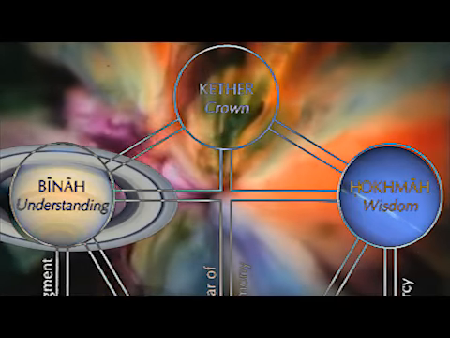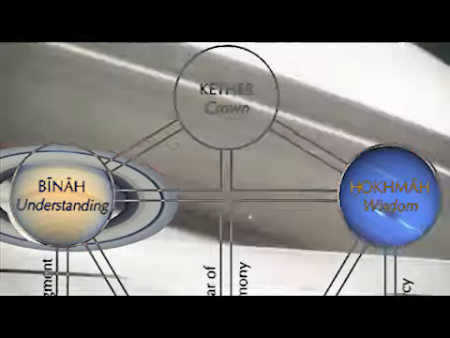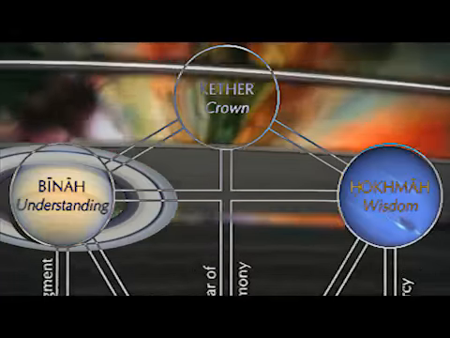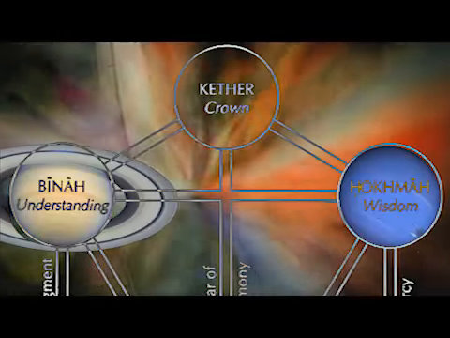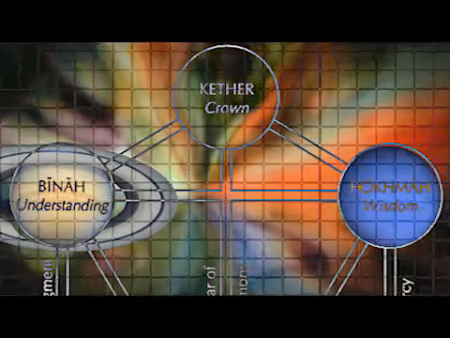Binah is impregnated by the thought of Hokhmah. This thought is nurtured to produce something that is greater than the sum of its parts, Hokhmah plus Binah. Its base metal is lead.